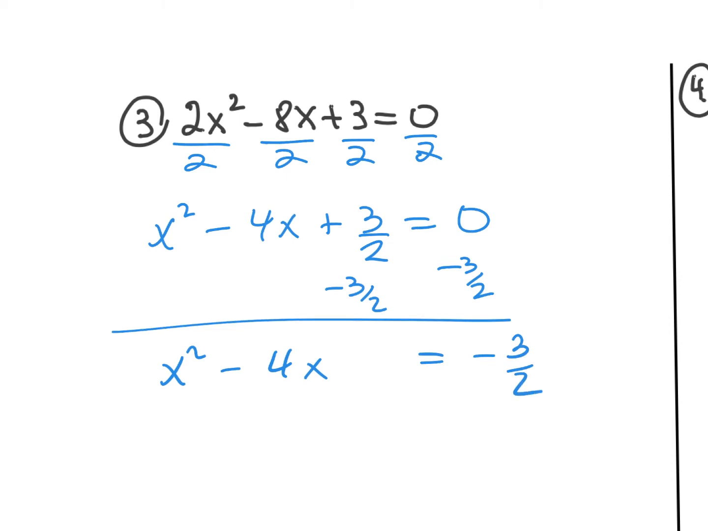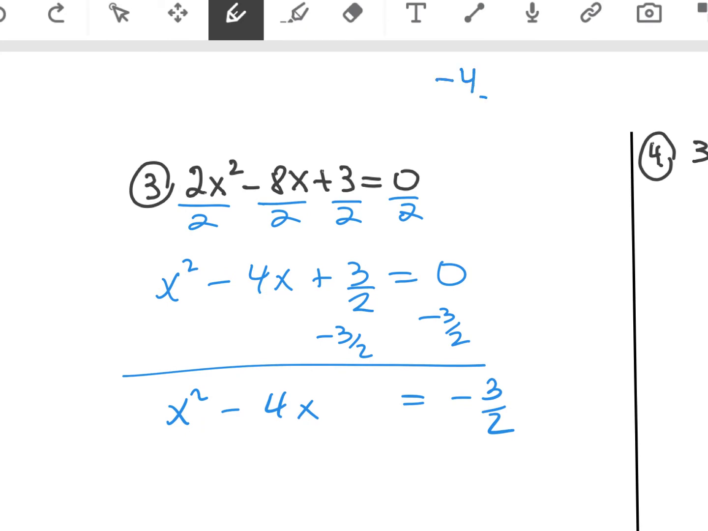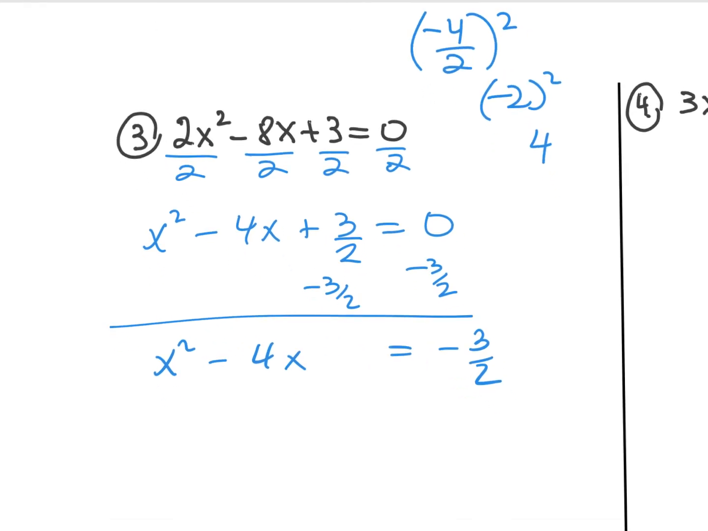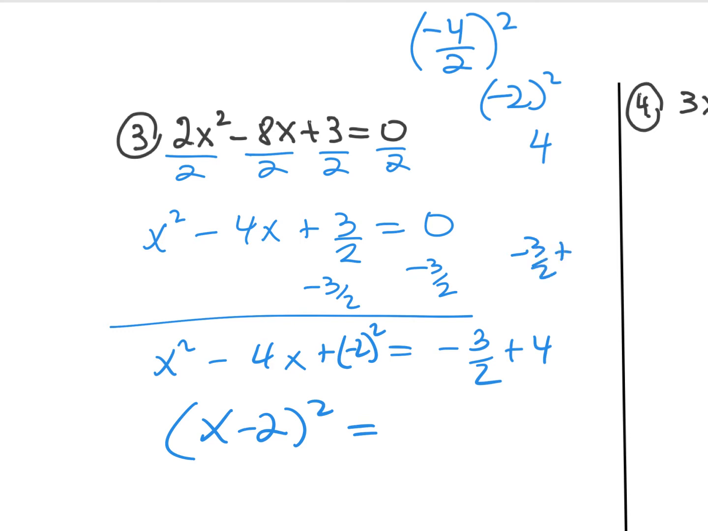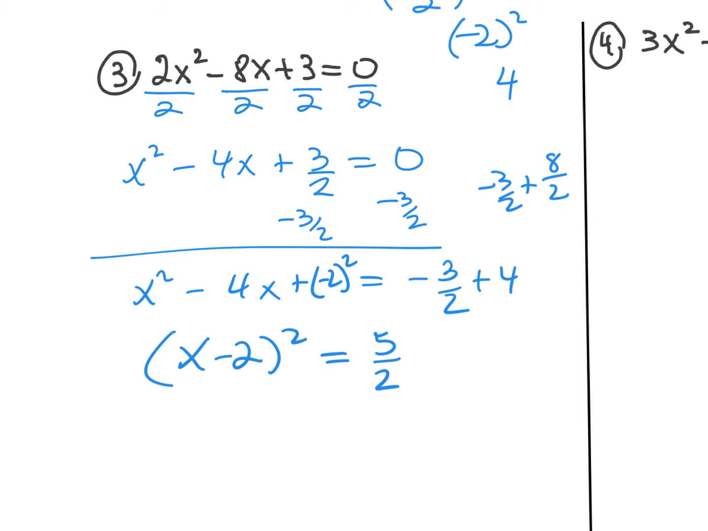I now take the b term, divide it by 2. So negative 4 divided by 2 squared gives me negative 2 squared, which is 4. So I'm going to be adding a 4 here. And then here I always like to put it in as what it was when I divided by 2. So then this factored becomes x minus 2 squared. And then I've got to add these two together. If I do 3 over 2 and I make 4 into a common denominator, it becomes 8 over 2, which is 5 over 2. And then now I can apply the square root method.